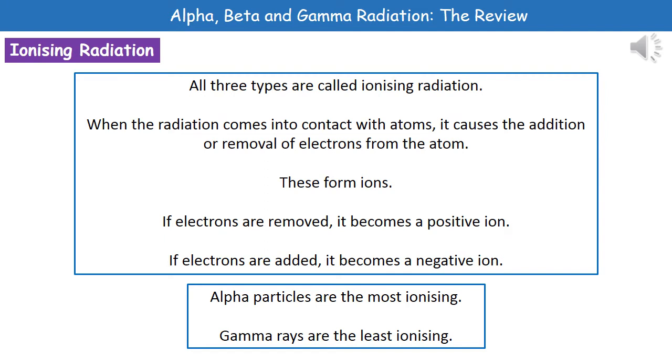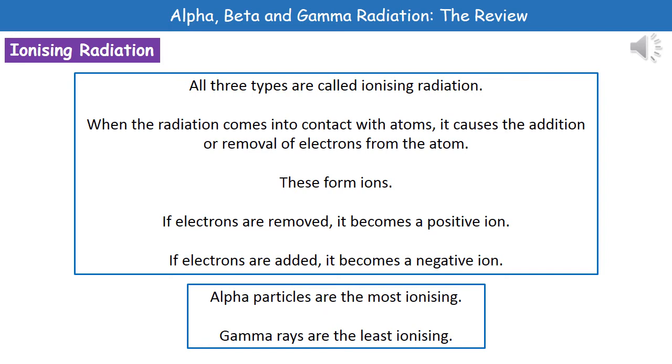So alpha, beta and gamma are all types of ionizing radiation. So what this actually means is that when that radiation comes into contact with atoms, it causes either the addition or removal of electrons from that atom. So as a result of that, our atom becomes an ion, a charged particle. Now, if the electrons are being removed, then we're going to make a positive ion, whereas if we're going to add electrons to it, it becomes a negative ion.